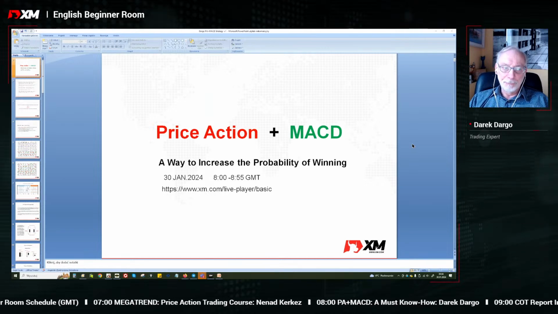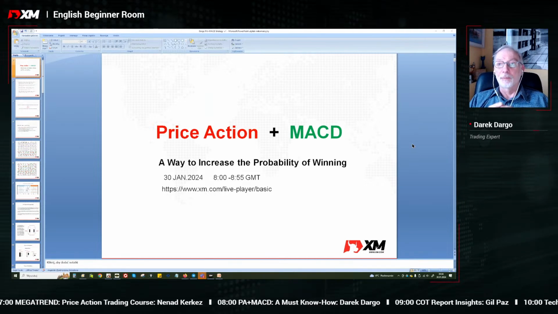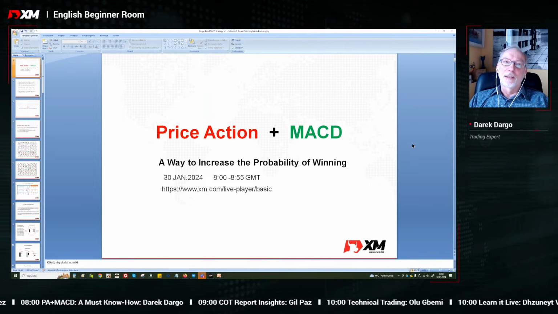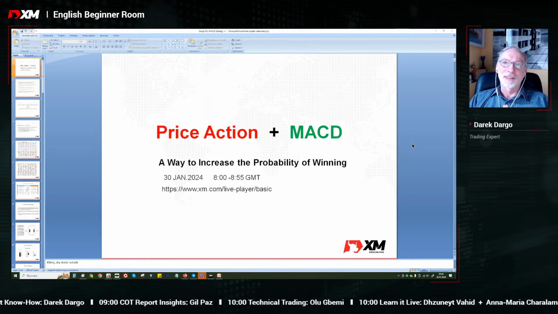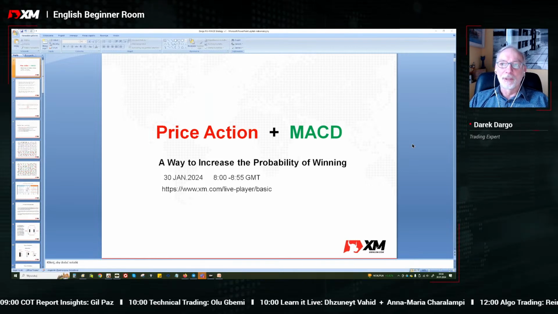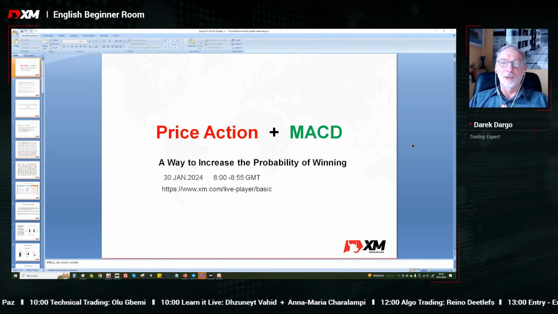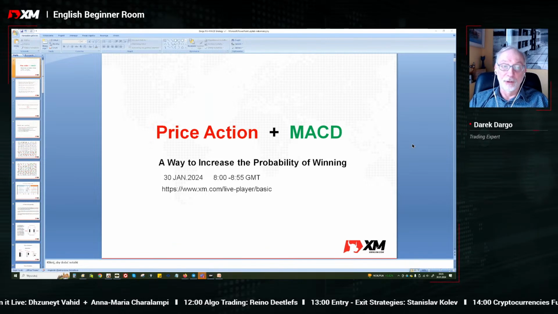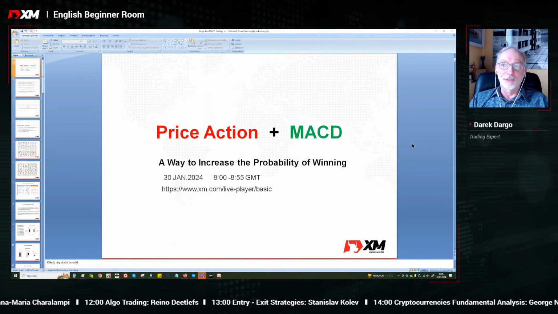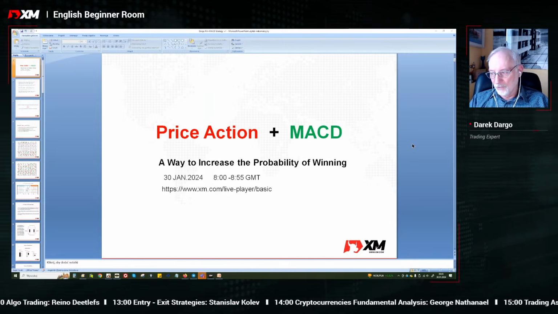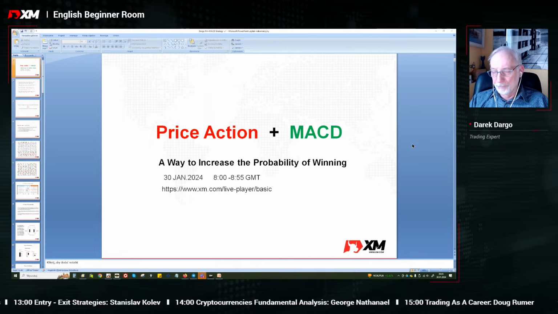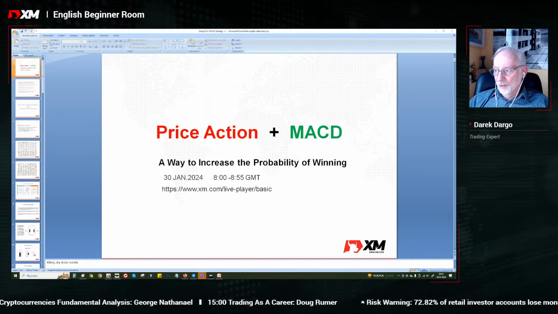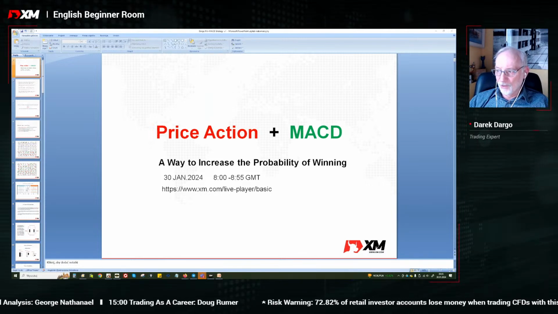MACD is a well-known indicator because it was built many years ago. It was constructed by Mr. Appel in 1979. So you might wonder if an indicator which was invented 44 years ago still makes sense. Does it work? Yes, it works, and the strategy I'm using is one of the proofs that it works.